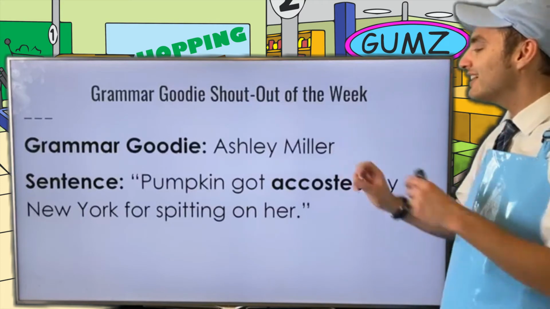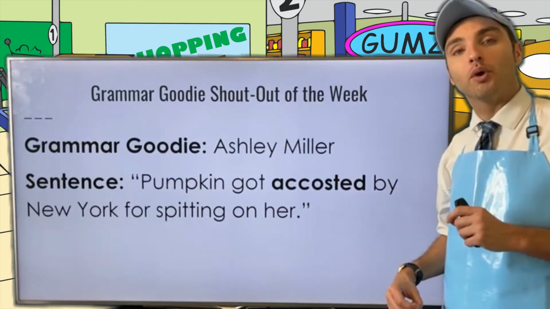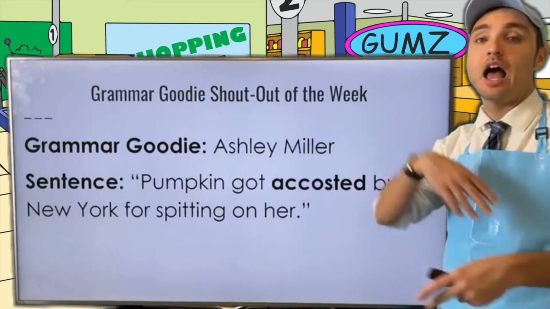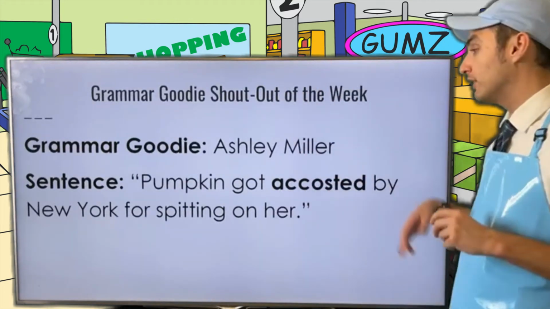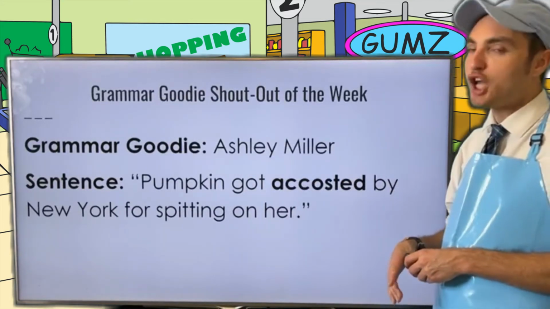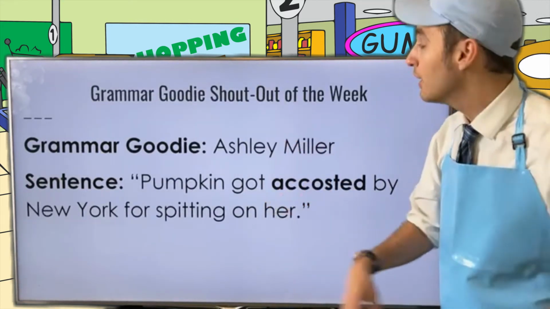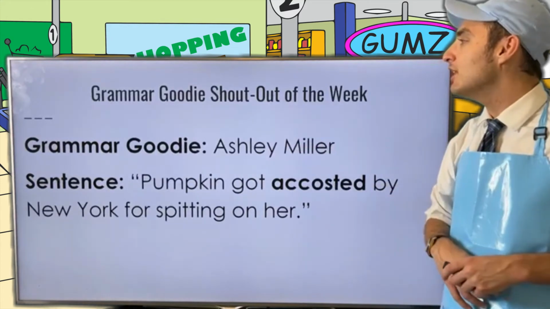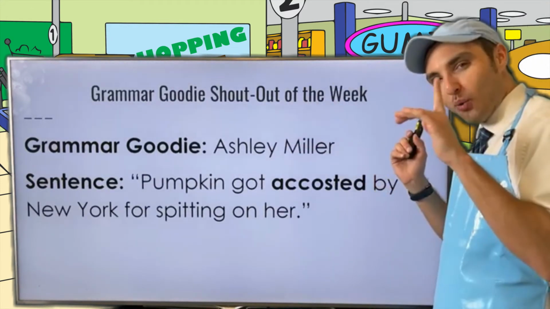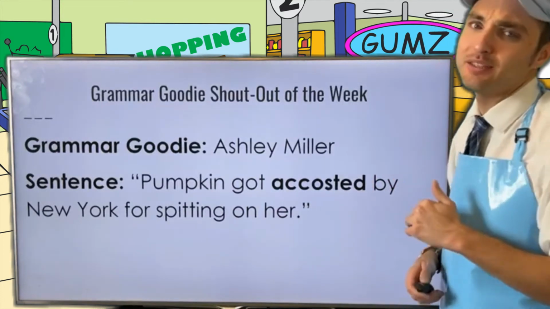And you know what you also have to love? Ashley Miller and her fantastic sentence using the word of the week, accost. Pumpkin got attacked, verbally and physically, by spitting on New York. It'll do it. So, great job, Ashley. You got the Grammar Goodie Shout Out of the Week. Boom! And thank you so much for your participation.